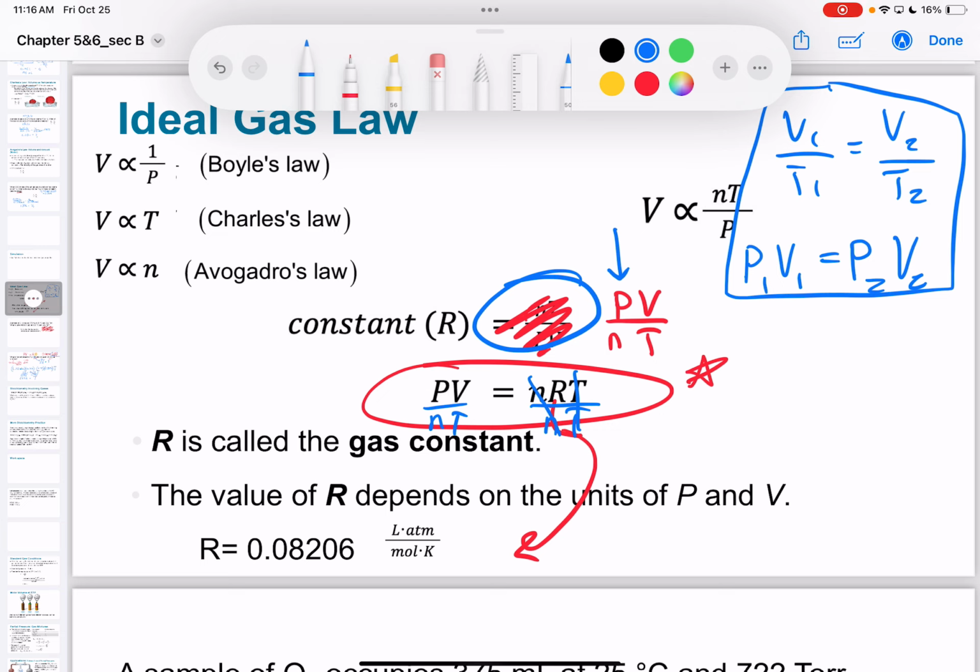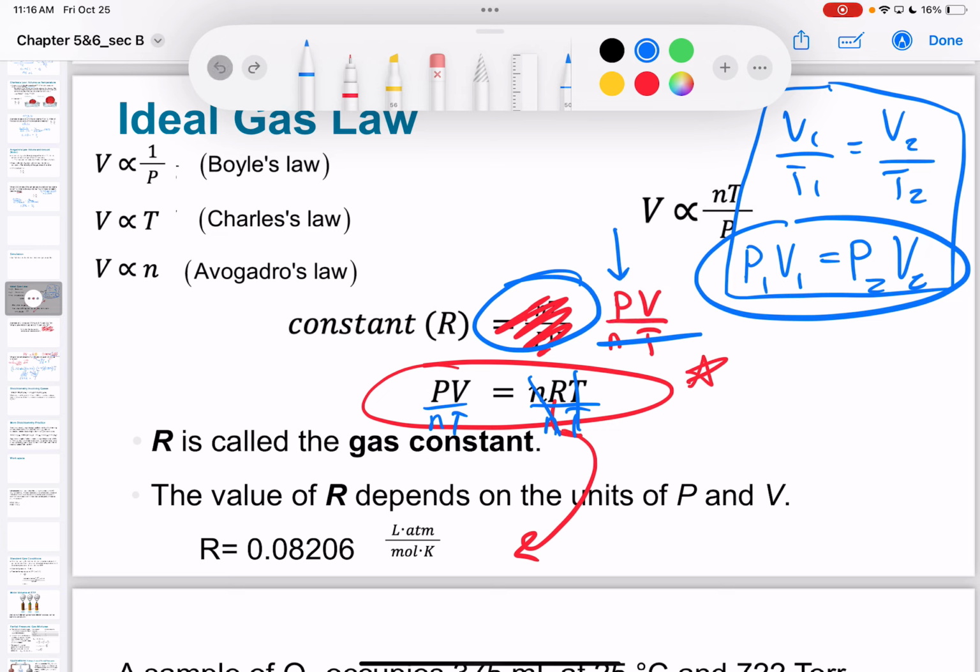So how did I get P1 V1 equals P2 V2? I just canceled out the N and the T. Okay? If I'm using P1 V1 equals P2 V2, N and T must have been constant. And if they're constant, I don't have to include them. So I just take the PV and I set it to the PV of the new situation.